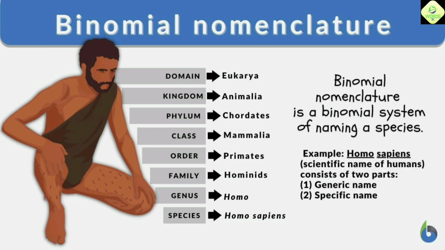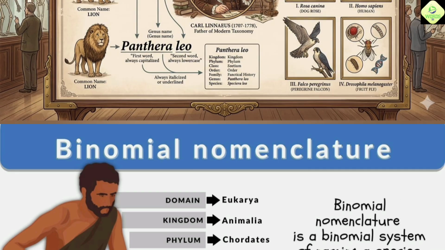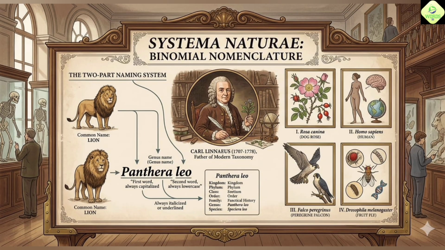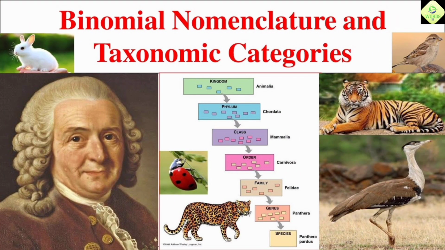The name should contain two words. The name should be derived or adapted from the Latin language. A space is kept between the two names. The name should be in italic form in print or soft copy, for example, Homo sapiens. The name should be underlined separately in case of handwritten notes.